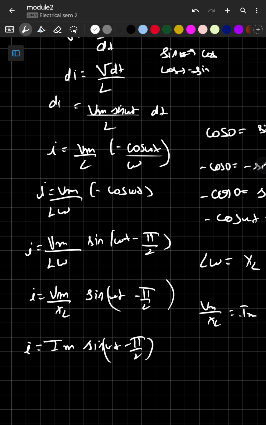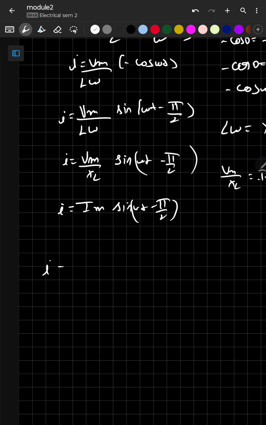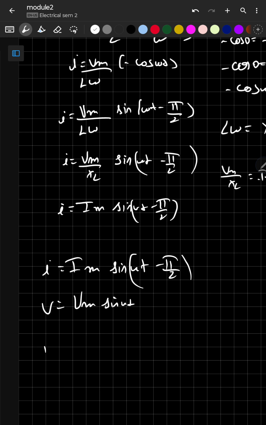That is the current equation. Now after the current equation, what should we do? We should find the phasor diagram. So I equals Im sin(omega t minus pi by 2), V equals Vm sin omega t. So current lags behind voltage by 90 degrees.